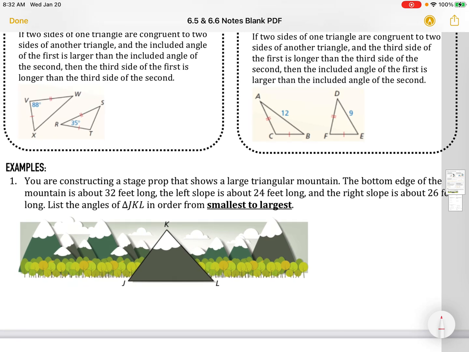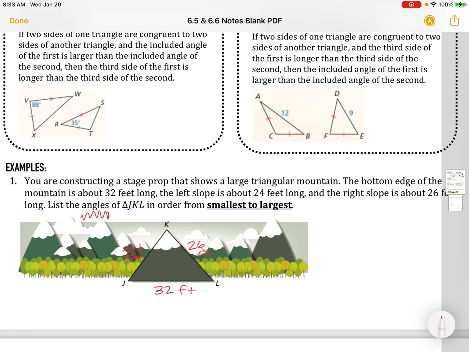So let's say we're in theater class and we are constructing a stage prop of a mountain. We're given some information about how this mountain is going to look. We're told, okay, the bottom of this mountain is going to be 32 feet long. The left slope is going to be 24 feet long, and the right slope is going to be 26 feet long. So we're told how long the sides of this mountain are. Even though I'm just given side information, I can actually order angles.